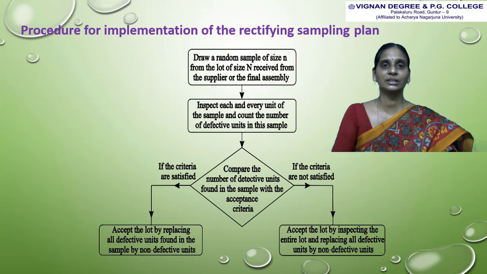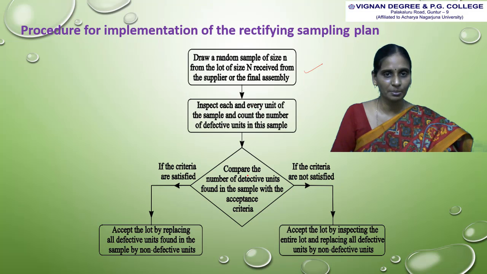In this slide, I am giving a flow chart for the rectifying sampling plan. First, draw a random sample of size small n from a lot of size capital N received from the supplier or the final assembly. In this random sample, we inspect each and every unit and count the number of defective units in the sample.